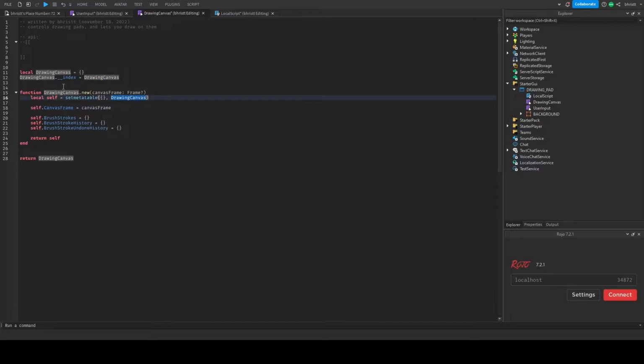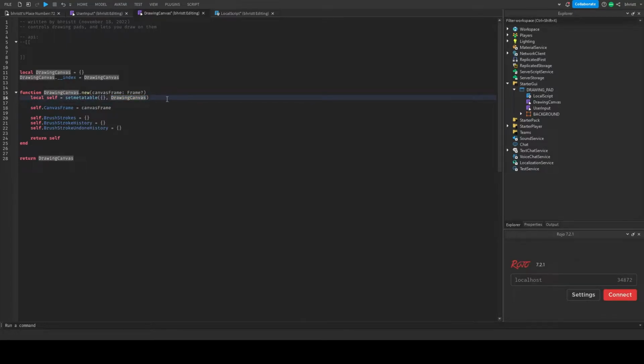And inside this table we're gonna have functions that are related to this table right here. So you can call this object-oriented programming on Roblox. This is how I do it. I use this __index metamethod. I create a main table, and then I create a constructor inside this main table, and I create a new table and set the metatable of this new table to the DrawingCanvas table.